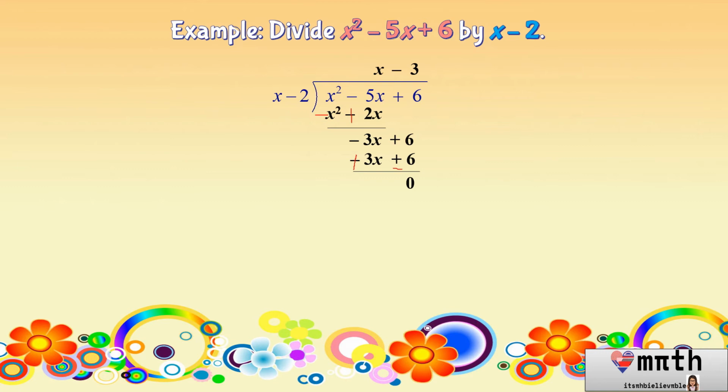So the final answer here would be x minus 3 with no remainder, since the last number that we were able to come up with is equal to 0. So the answer would be simply x minus 3. Okay?